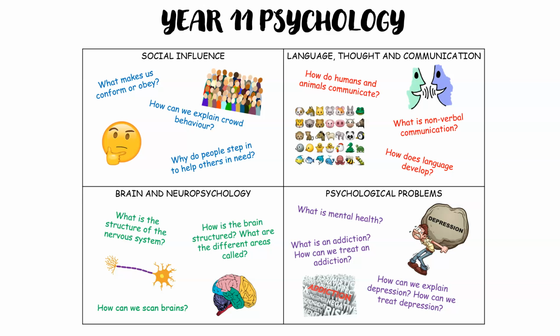We also have brain and neuropsychology. This is my favourite topic, and we look at the structure of the nervous system. We look at the incredible brain, how it's structured, what the different areas are called. For example, there's a part of your brain that may be responsible for your movement, a part of your brain that may be responsible for your decision making, and what happens if we damage one of those parts of the brain, and how we can look at studying the brain.